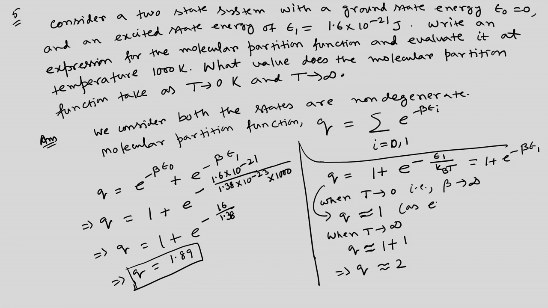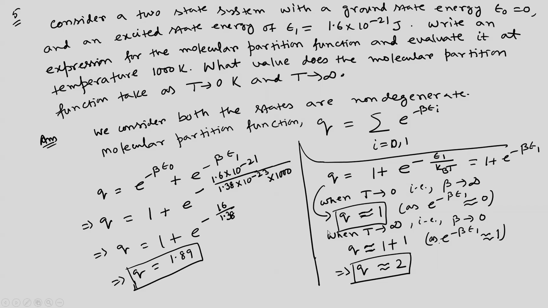Okay. So this reduces Q, the molecular partition function, to 1. When T goes to infinity, that is, beta goes to 0, Q is 1 plus e to the minus beta epsilon 1. The value of e to the minus beta epsilon 1 is 1 here, and this reduces the value of Q to 2. Okay, so these are the answers. Thank you.